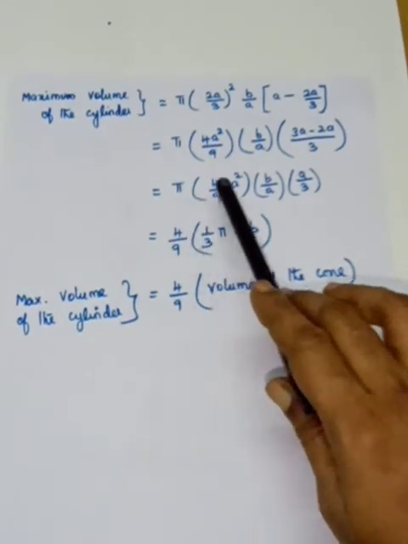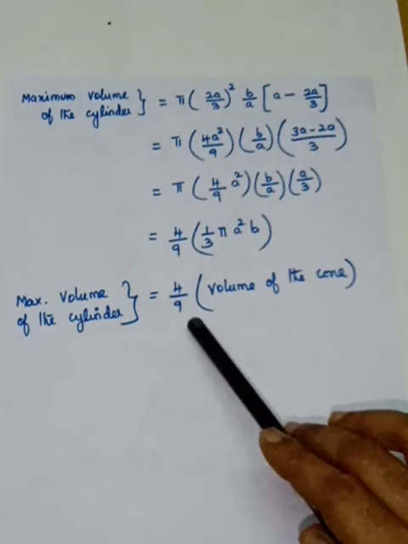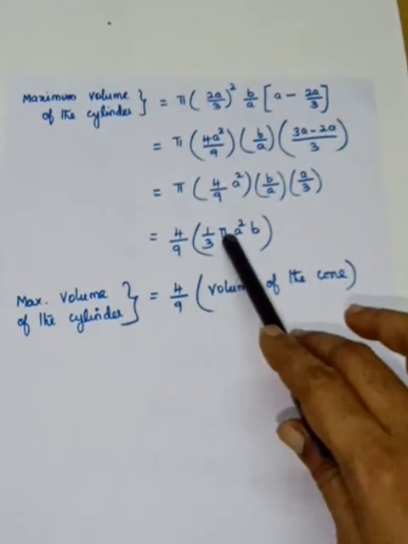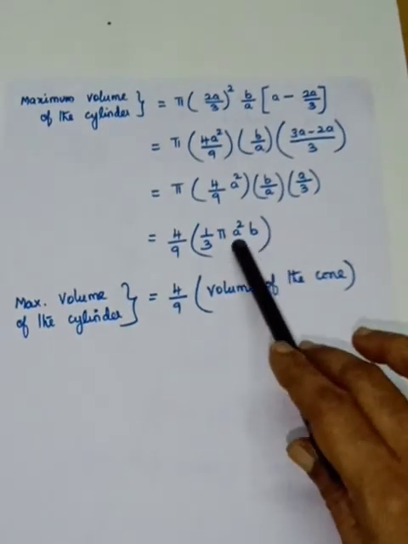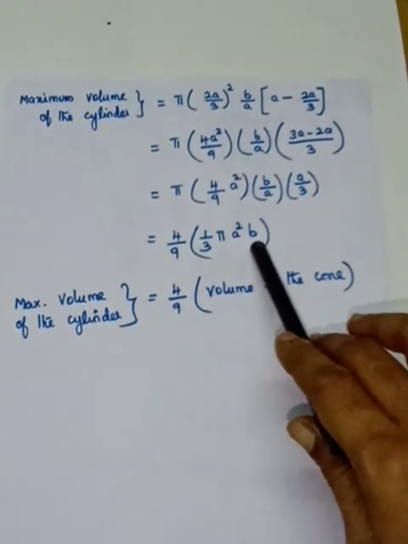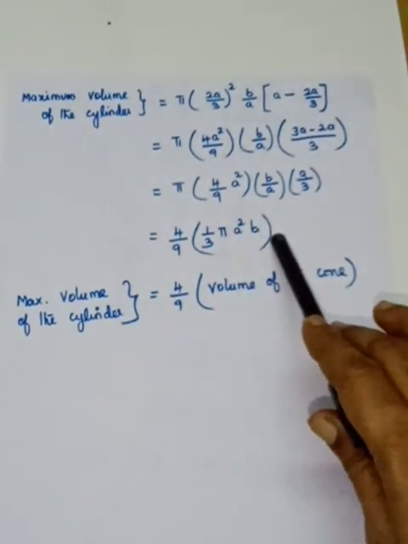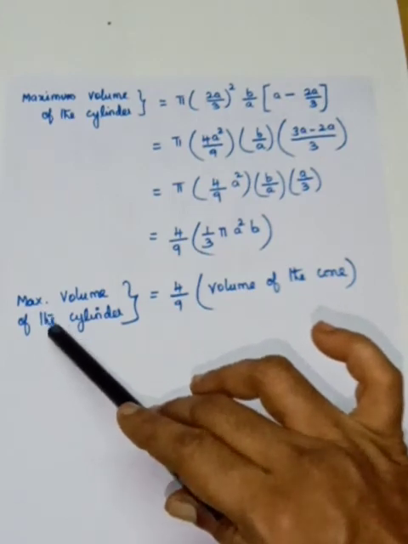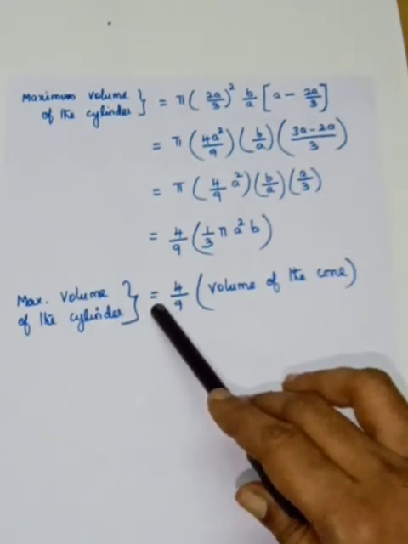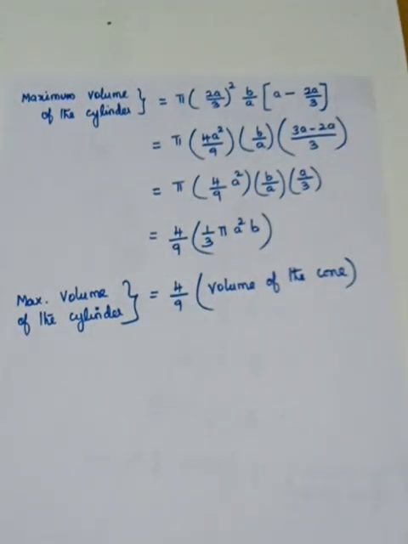Pi also here. So it is a squared into b. Okay, 4 by 9. This is what? It's the volume of the cone. What is it? 1 by 3 pi r squared h. Here your r, base radius of the cone, is a and h is b, height of the cone is b, so therefore 1 by 3 pi a squared b. So we have proved, or we have shown, that the maximum volume of the cylinder is equal to 4 by 9 into the volume of the cone. Thank you, students.